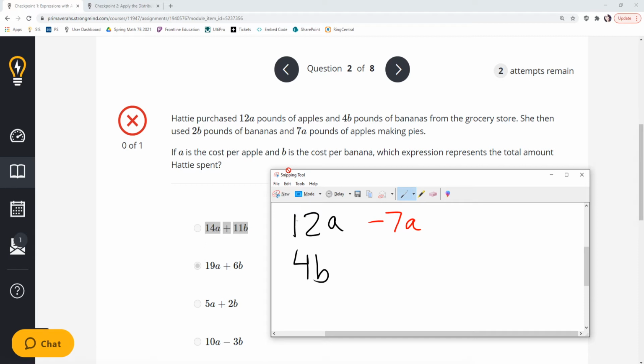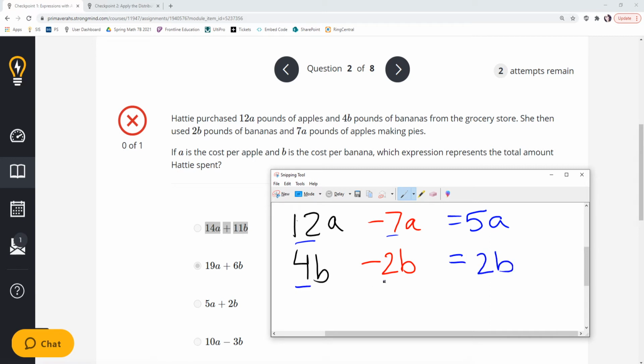She's using 2 pounds of bananas, which is why this is a minus 2. Okay. From here, all we have to do is combine our like terms. So I have this 12 and 7. All I need to do is add or subtract those and keep my variable. When I have 12 minus 7, that is 5A. And 4 minus 2 is going to give me 2B.